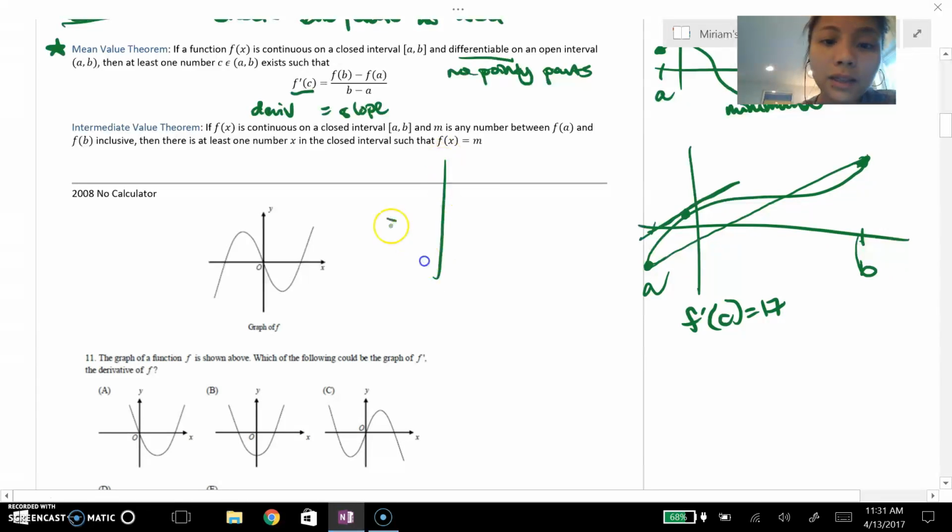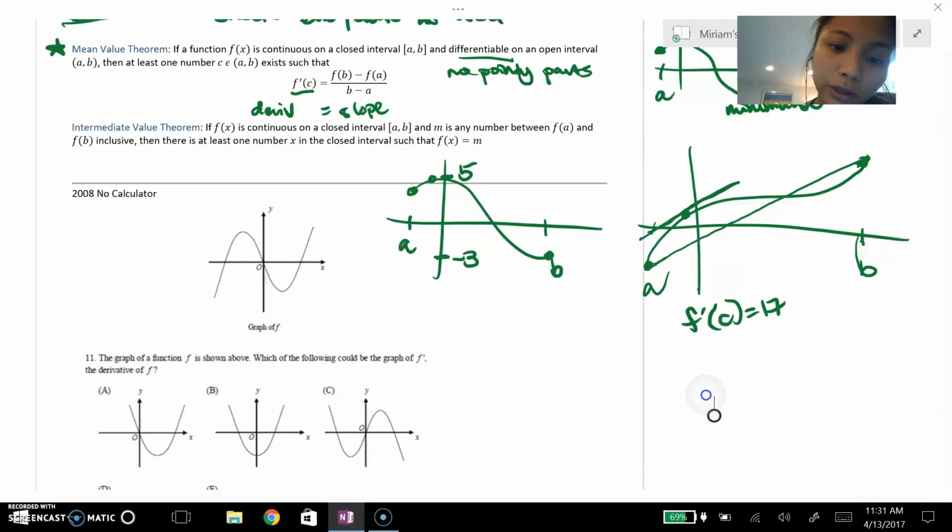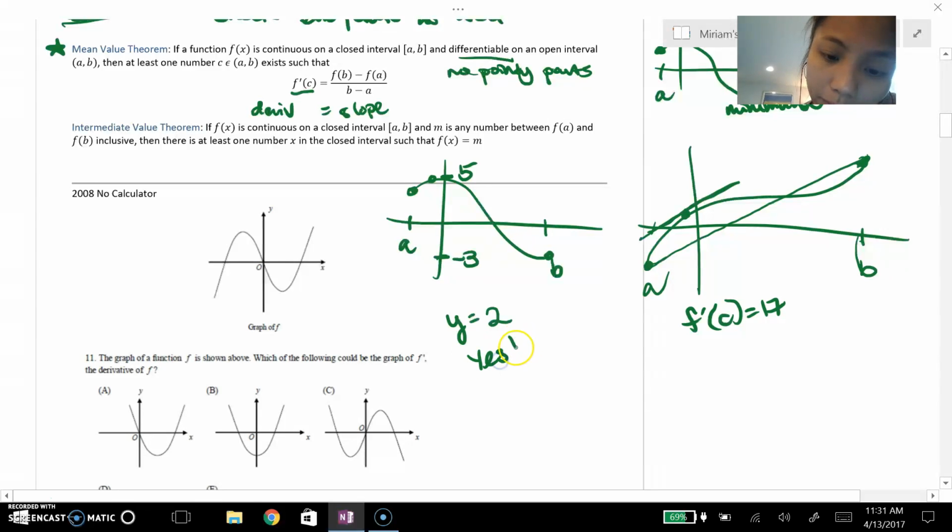All that means, let's say I have a graph, okay? It starts at a, ends at b. And I know that, let's say, the y value up here is pretending to be 5. The y value down here is pretending to be, let's say, -3. Then if I ask you, is there one point in this graph such that the y value is, let's say, 2? Then you say yes, absolutely, because 2 is between -3 and 5. So at some point in this graph, you're going to have to cross 2.